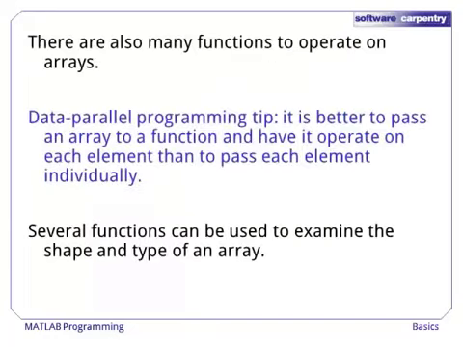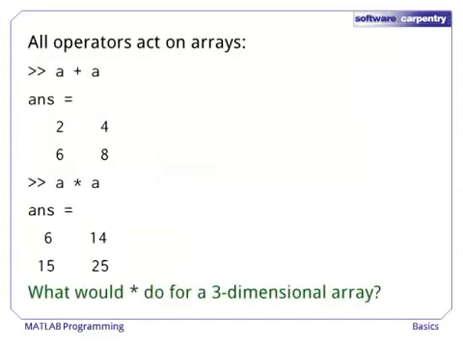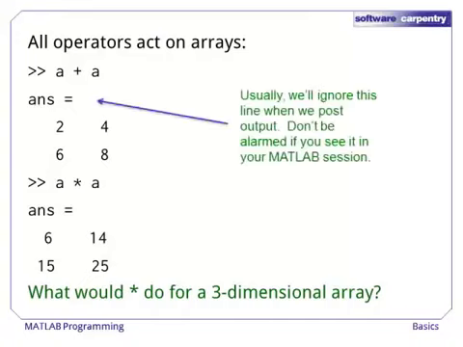In a later episode, we will talk about how to program your own functions. But for now, let's explore some of the built-in functions to examine the shape and type of an array. The simplest functions are arithmetic operators, which operate on arrays in the way you would expect for matrices and vectors. Addition is element-wise and assumes that the two arrays have the same size. Multiplication is matrix multiplication and assumes that the inner dimensions agree.